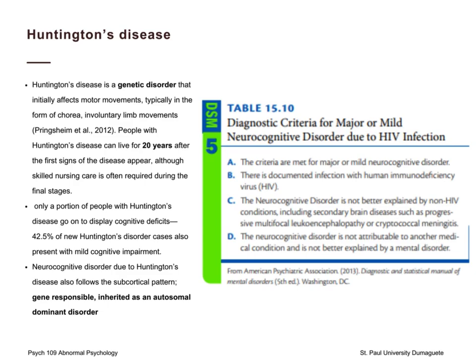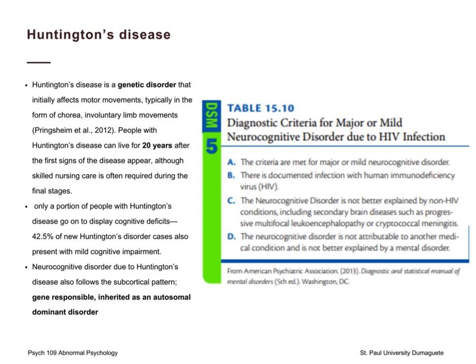Next, we have Huntington's disease. It is a genetic disorder that initially affects motor movements, typically in the form of chorea, involuntary limb movements. People with Huntington's disease can live for 20 years after the first signs of the disease appear, although skilled nursing care is often required during the final stages.